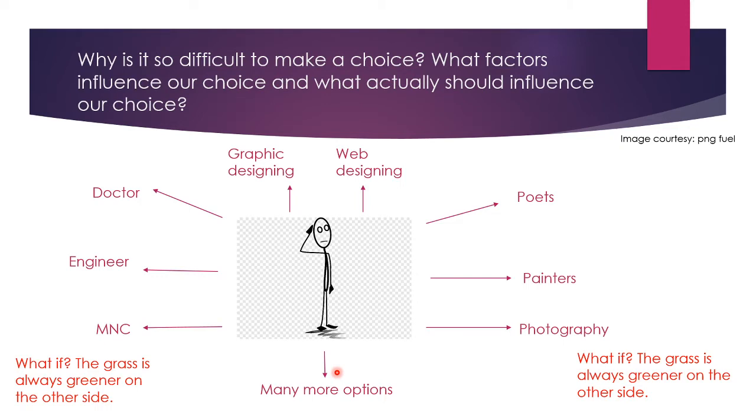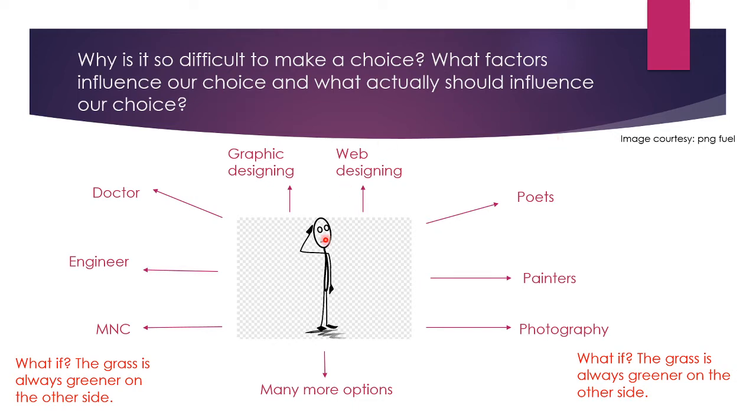Now, before going on to the poem, we need to ponder upon this question. Why is it so difficult to make a choice? What factors influence our choice and what actually should influence our choice? Now, this is a very important question because at your stage in standard ninth, after a year, you have to make choices about your career.